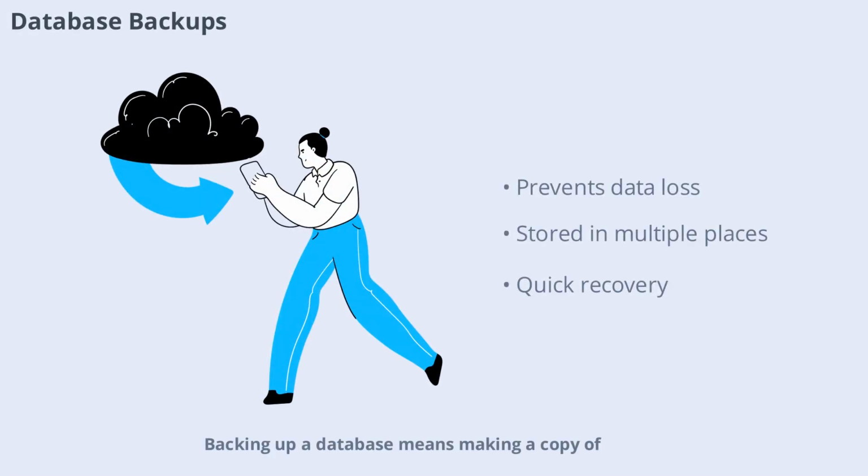Backing up a database means making a copy of its data to prevent loss in case of hardware failure, cyberattacks, or accidental deletion. Regular backups are a best practice for any organization that relies on data. These backups can be stored on external drives, cloud storage, or remote servers, ensuring that information can be restored quickly if needed.